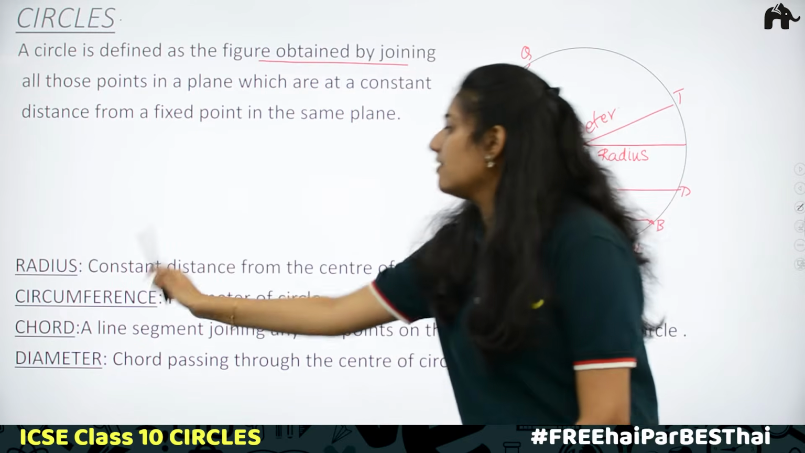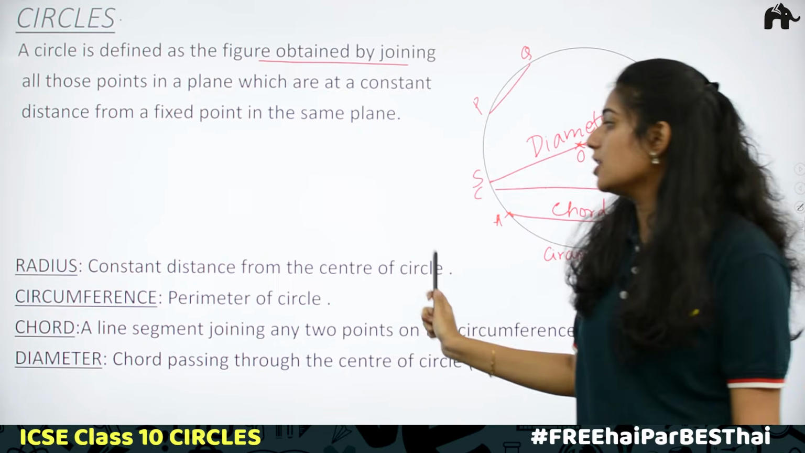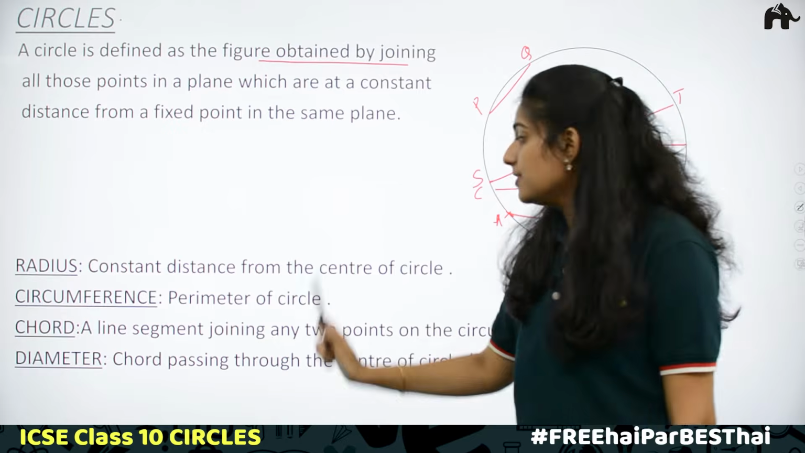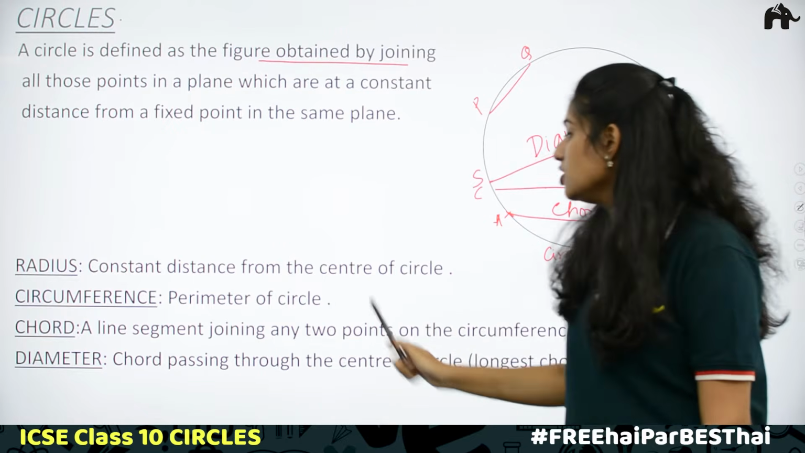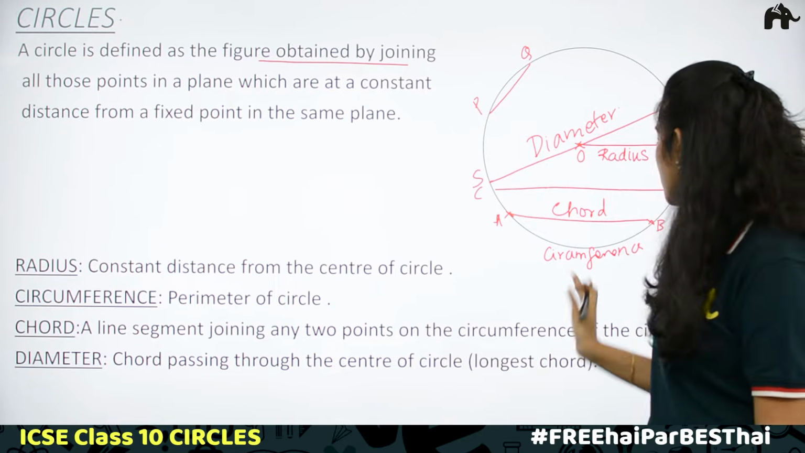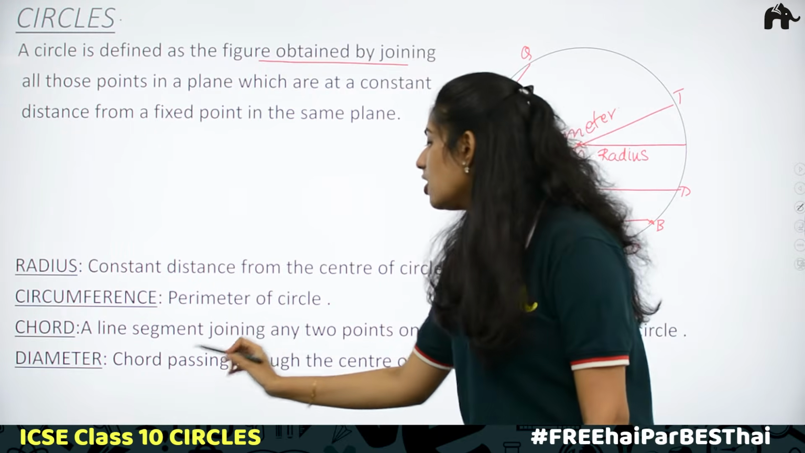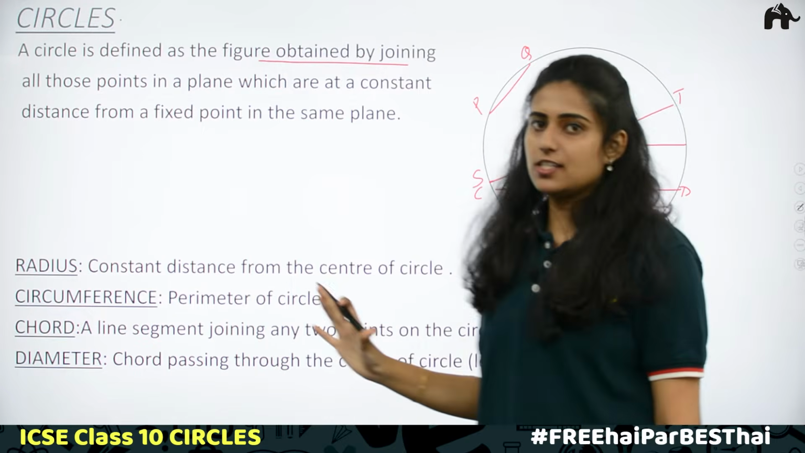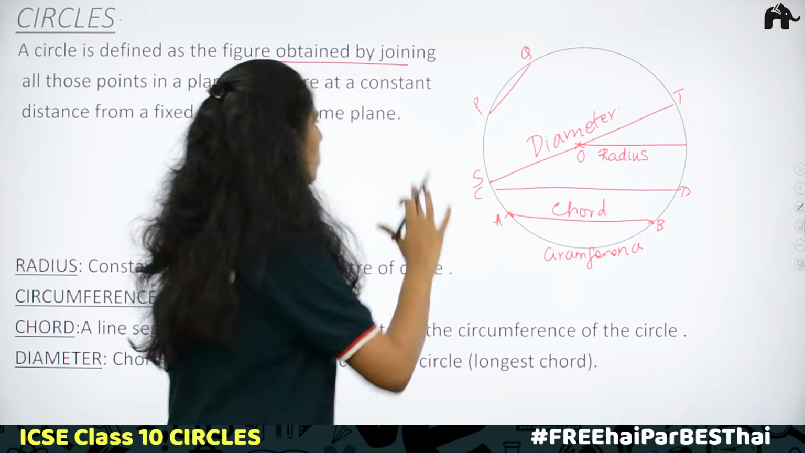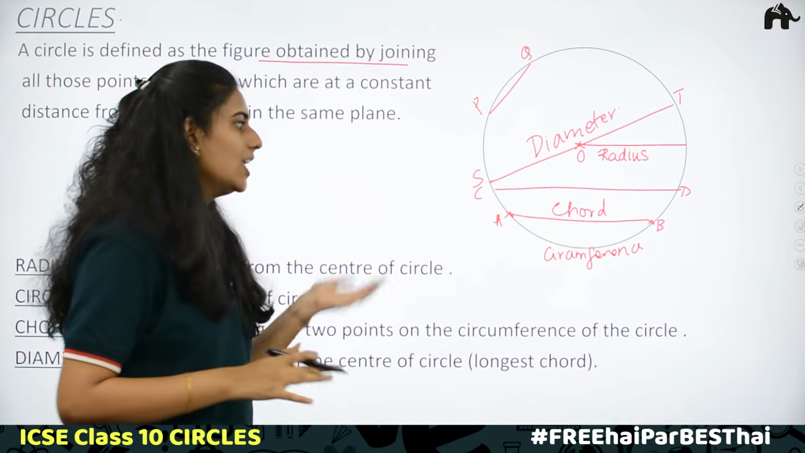So, here we have radius. What is radius? Radius is a constant distance from the center of a circle. Circumference is the perimeter of circle. Chord, a line segment joining any 2 points on the circumference of circle is called a chord. Diameter is a chord that is passing through the center of circle, and diameter is the longest chord. These are the basic things we know about circle. All of these we are familiar with. Yes, we have studied in our previous classes.